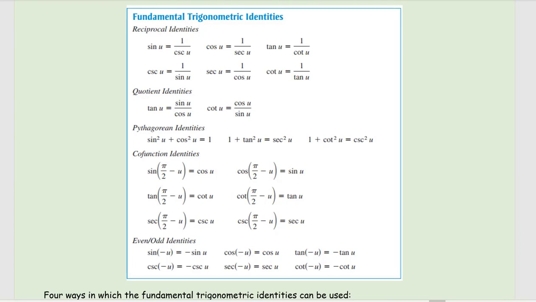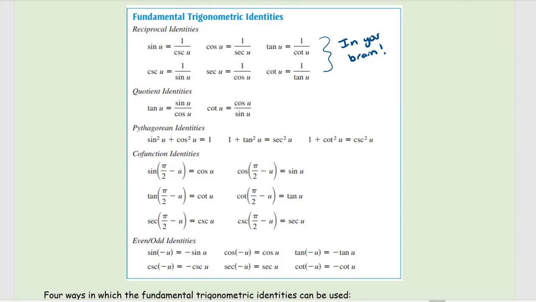We have sine of u is 1 over cosecant of u. That's because sine and cosecant are reciprocals, which also means that cosecant of u is equal to 1 over sine of u. Cosine of u is equal to 1 over secant of u, which means secant of u is 1 over cosine of u. Tangent is 1 over cotangent, and cotangent is 1 over tangent. These should already be in your memory, in your brain, okay? These should already be there.